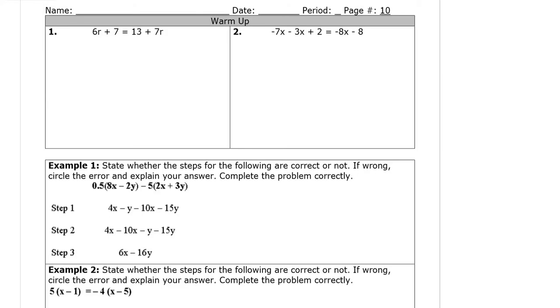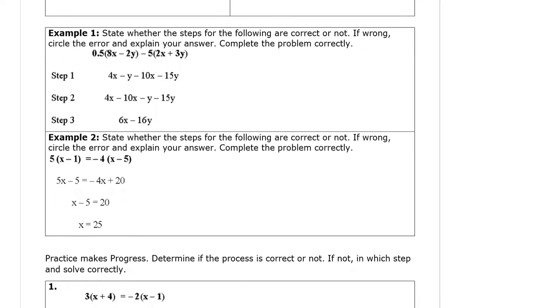Good morning, class. In preparation for our test, we're going to continue practicing with equations and expressions, and at the same time we'll get better at our error analysis. Let's work on example number 1. It says we are supposed to state whether the following steps are correct or not, and if they're wrong, we're supposed to circle the error and then explain why we believe that is an error. So let's look at this first problem.